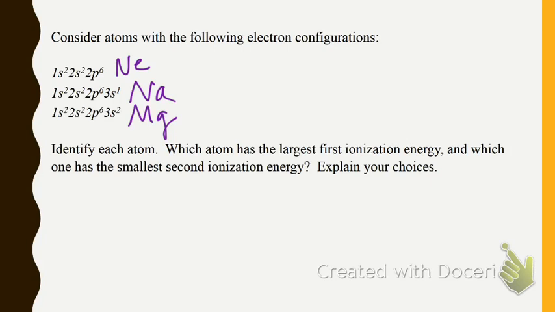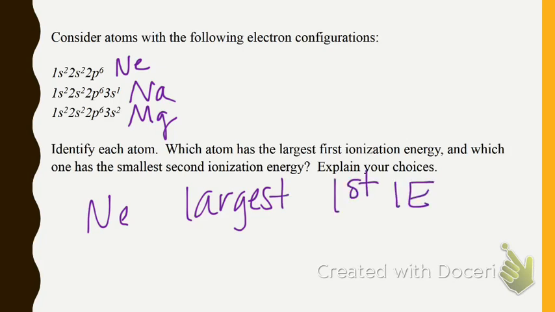So which one of these would have the largest first ionization energy? Neon. Thank you, Natan. Neon has the largest first ionization energy. Why? Because the trend says so. It has a full outer shell. Not because it has a full outer shell. That's a good question. Which atom has the largest?